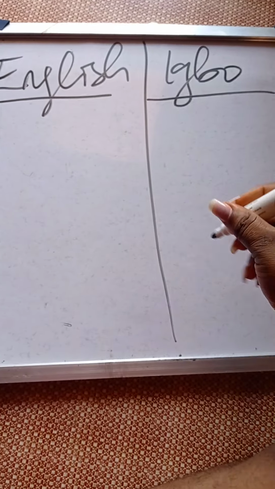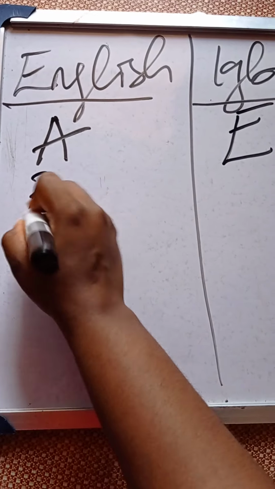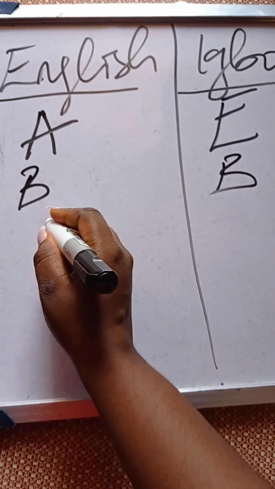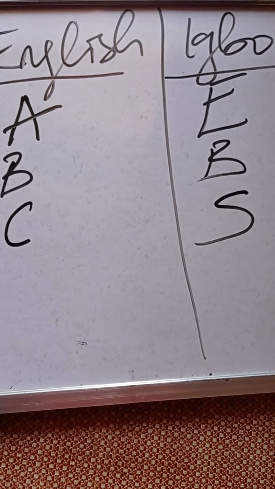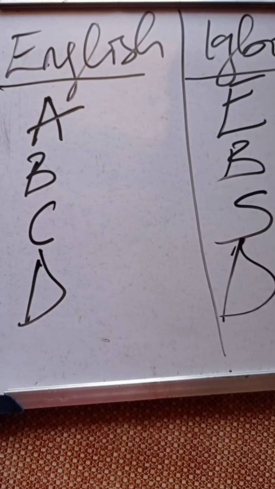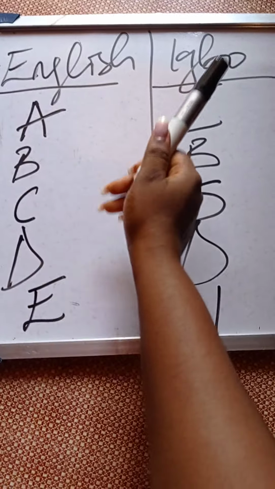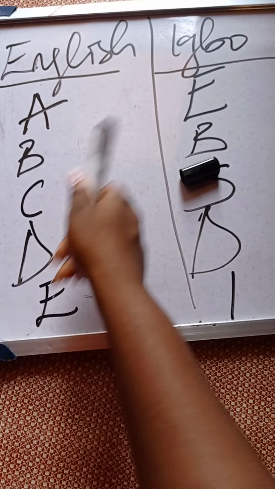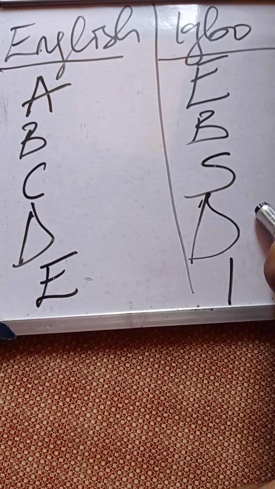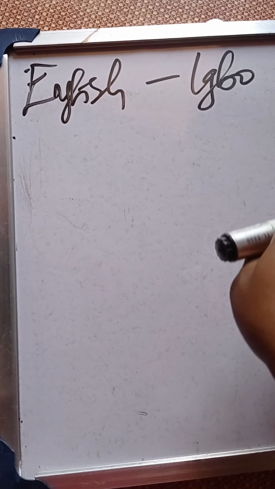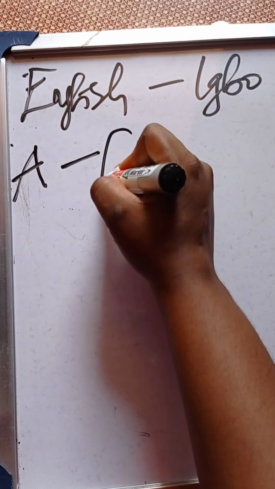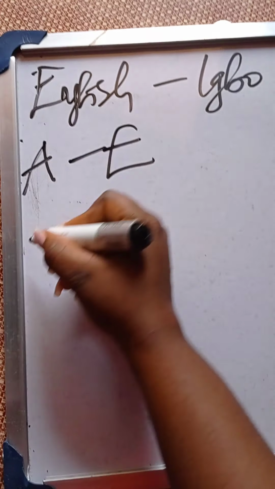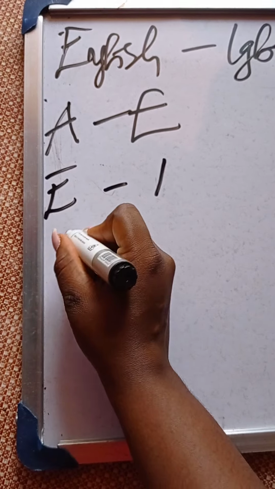Okay, English: A, B is B, C is C, D is D, E is E. Look at it: A, B, C, D, E. So the common mistakes: A, E, A, C.